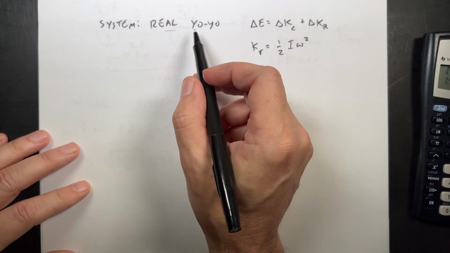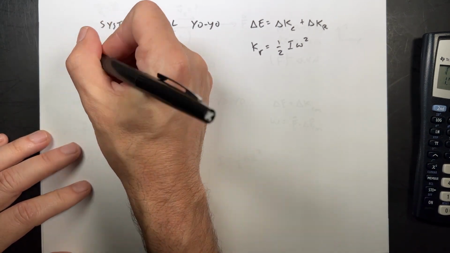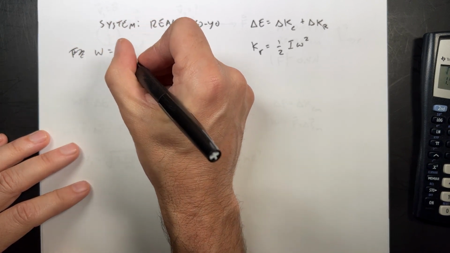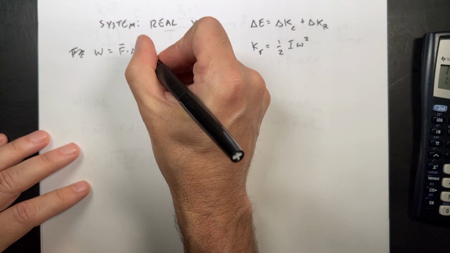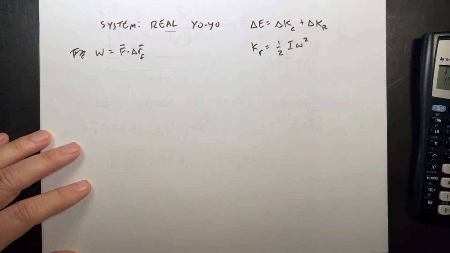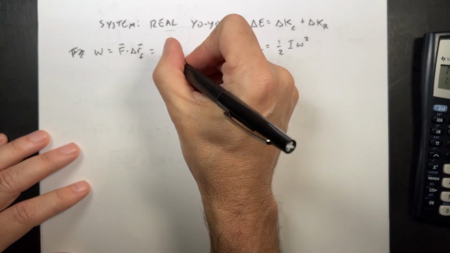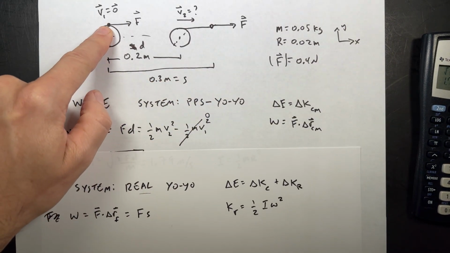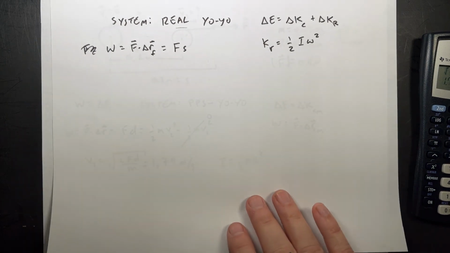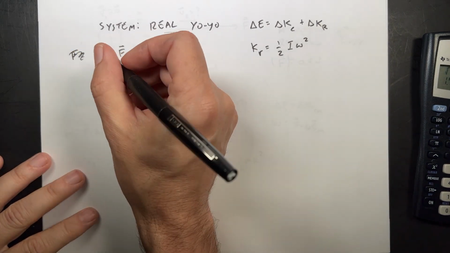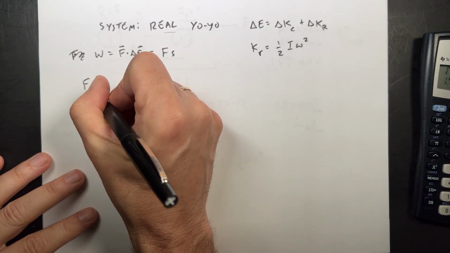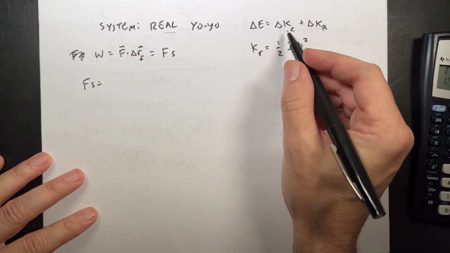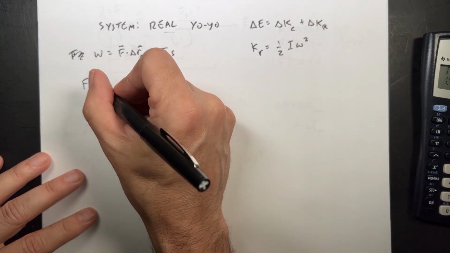Now, if I'm dealing with the real system, then the work is going to be the force dot the displacement of the force, how far the force moves. And so in this case, that's going to be Fs, right? Because it's how far the force moves from here to there, 0.3 meters. So it moves further. So let's write this out. The work is going to be Fs, and that's going to be the change in the rotational kinetic energy, which I'm just going to leave as this, which you'll see why in just a second.